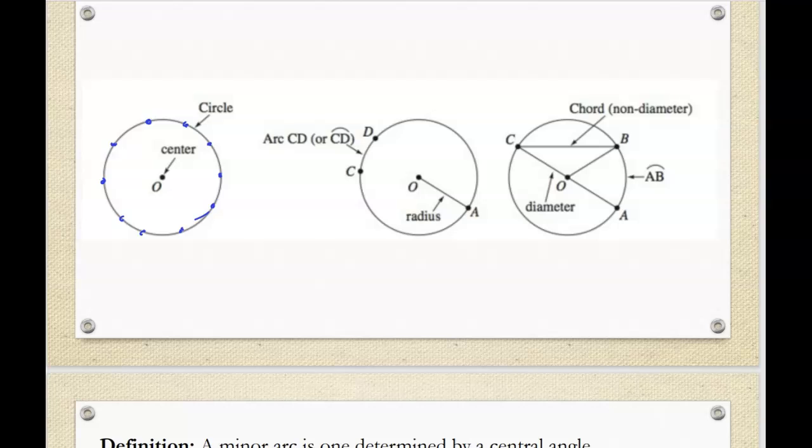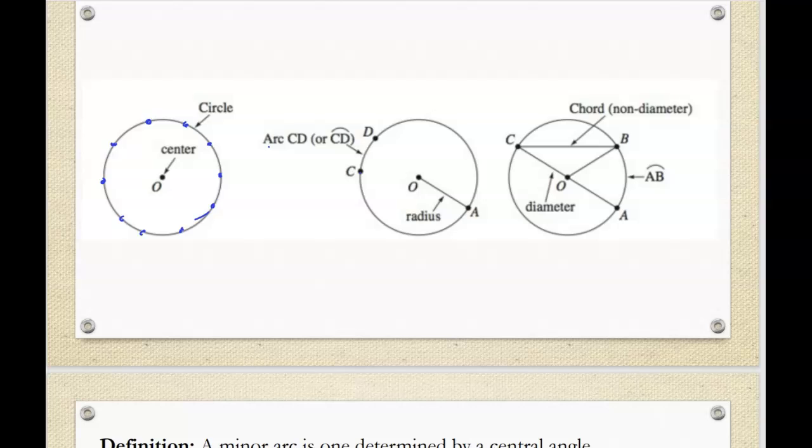This is arc CD, in other words, from point C to point D, because I can draw that without lifting my pencil. And it can be written as arc CD, or you'll notice that it has like an arc above it.